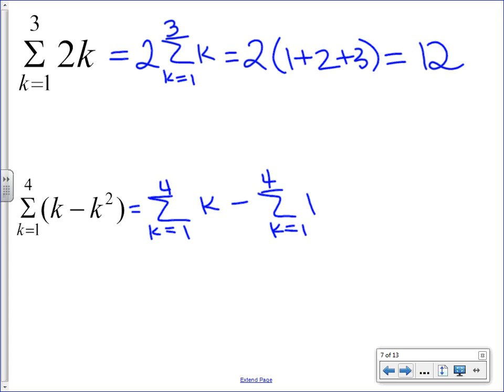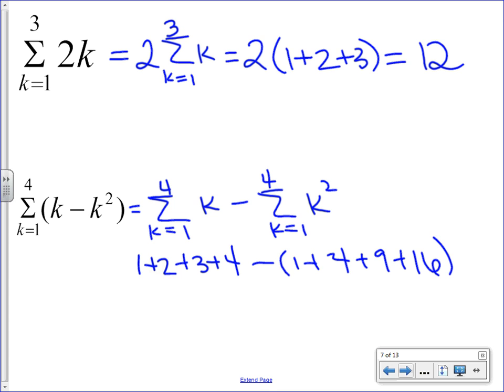from 1 to 4 of k squared. So we can think about these separately. The sum from 1 to 4 of k is just going to be 1 plus 2 plus 3 plus 4. And then we're going to subtract the sum of k squared, so 1 plus 4 plus 9 plus 16. So our 1's cancel, our 4's cancel, and we're left with what? 15. No. 20. Right? Yeah, 20.